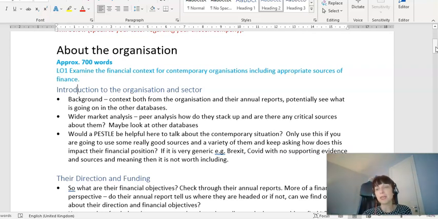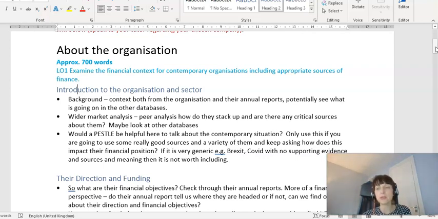You could, in this bit, if you wanted to, create a PESTLE. You don't have to. If you're going to use the PESTLE to look at the external operating environments, bear in mind this assignment is a finance assignment. So all I'm interested in is how does this impact their financial position? So for each part of PESTLE, if you're going to do it, interpret it as in what this means in terms of the finances is X.